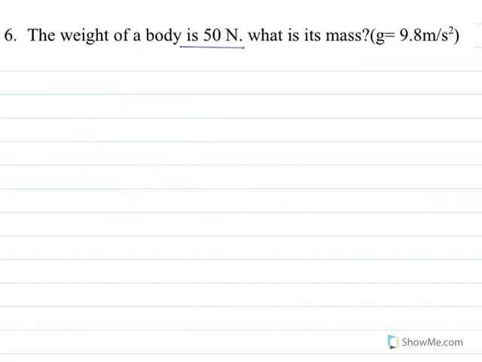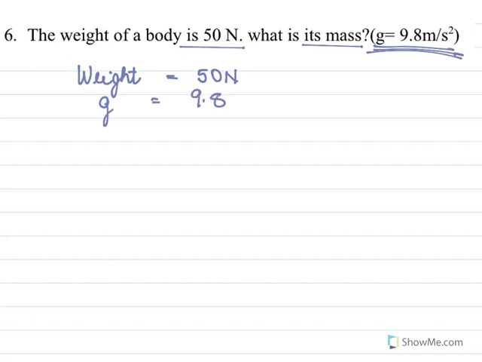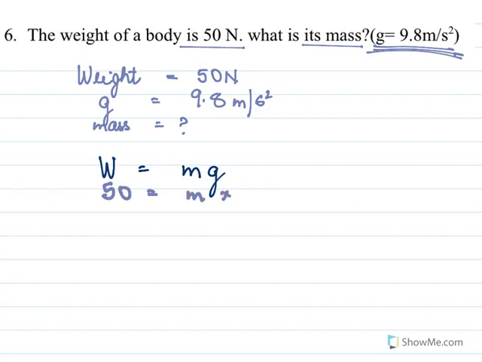If the weight of the body is 50 newtons, what is its mass? So in this sum, the weight is given, weight of the body 50 newtons, the acceleration due to gravity is 9.8, so G is 9.8 meter per second square. We need to find the mass. So we use the formula weight equal to mass into acceleration. So in this case it is 50. Mass we do not know, acceleration 9.8.